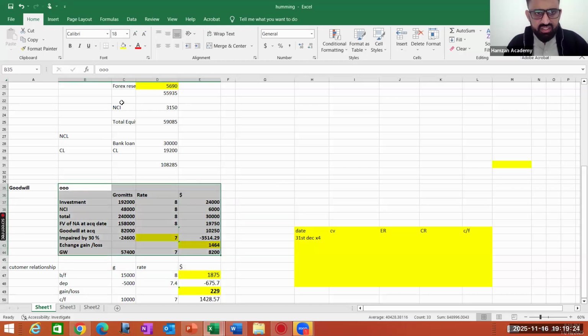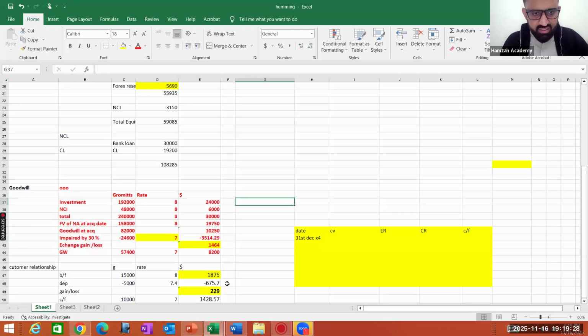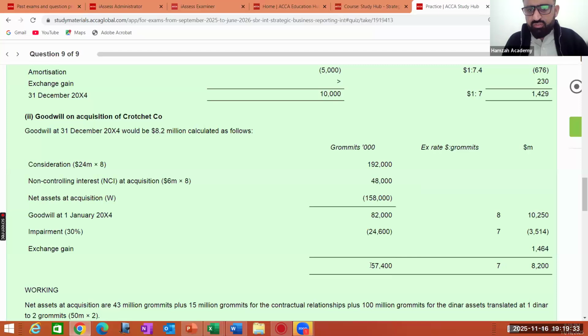So this is the calculation of the goodwill. That was the next requirement which we have performed. Now here you can see also the calculation of the goodwill. Got it?